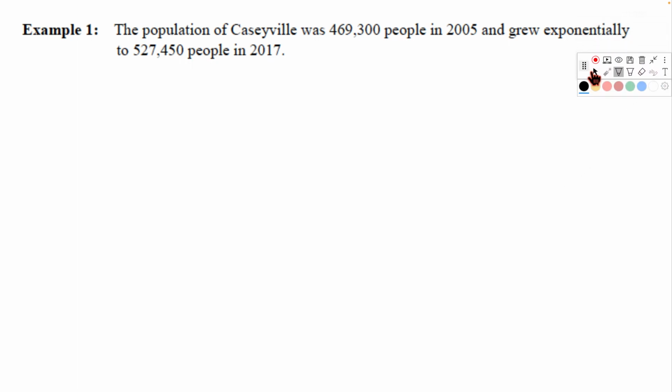Here's one with a population. The population of Caseville was this much in 2005. We're told it's growing exponentially, and we'll assume it's continuous exponential, so we'll use the formula we're using. We've got a value that it increased to in some future year. Now, the full question's not there, but one of the things we want to be able to do is find the equation, the function that would give us this.